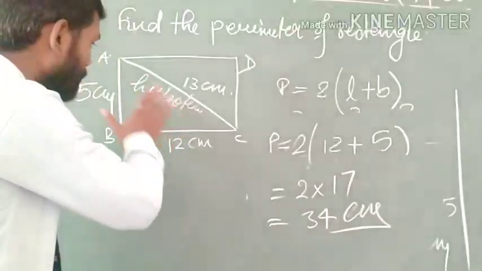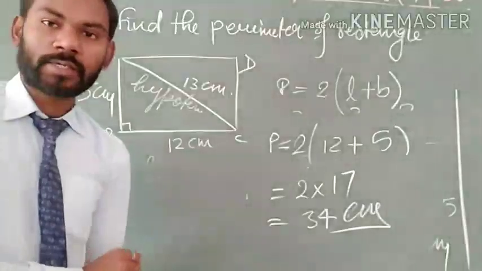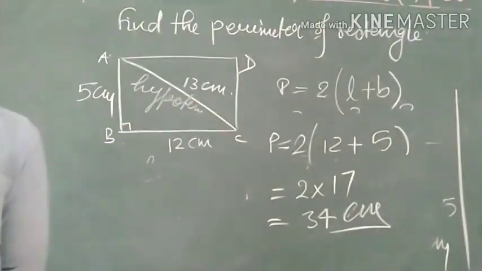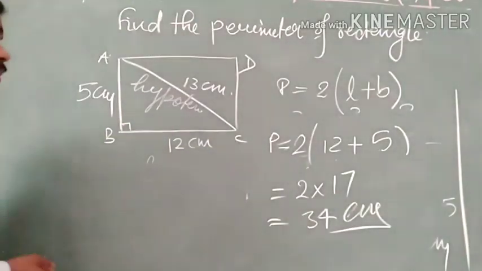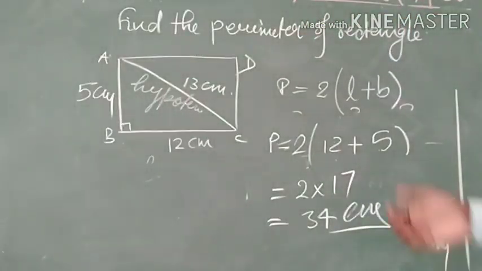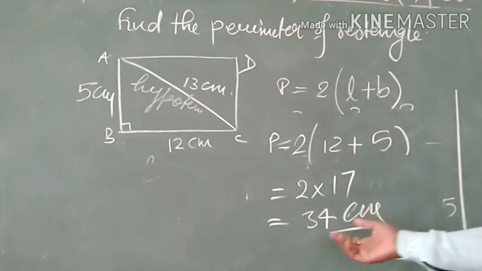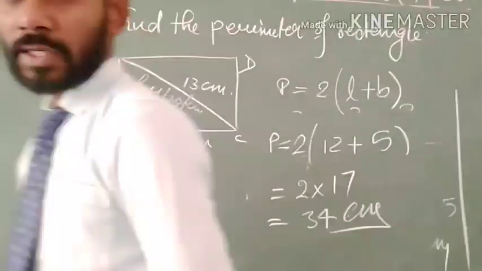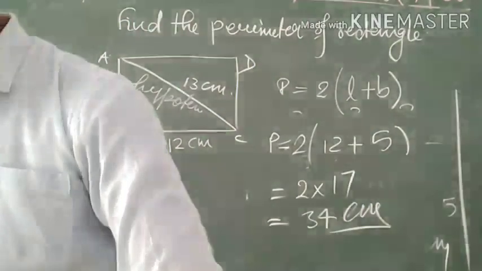So here we can see that ABC is a right angled triangle. So using Pythagoras theorem, we can find the width of this rectangle, which is equal to 5 centimeter. Now using the formula P is equal to 2 into L plus B, we have to solve, and we get the required result as 34 centimeter. Therefore, 34 centimeter is the right answer.